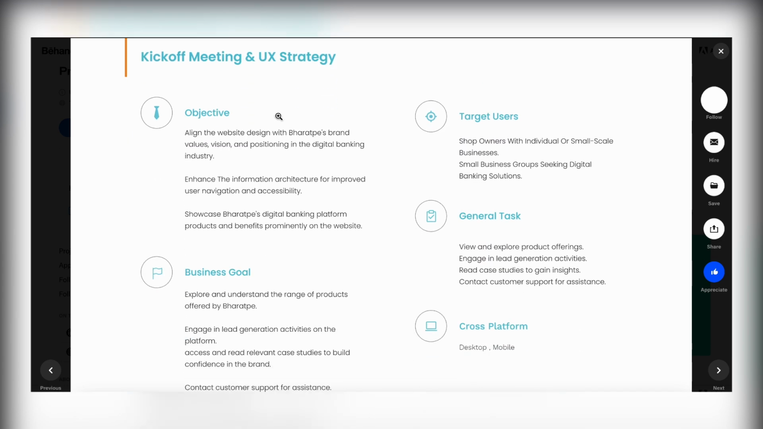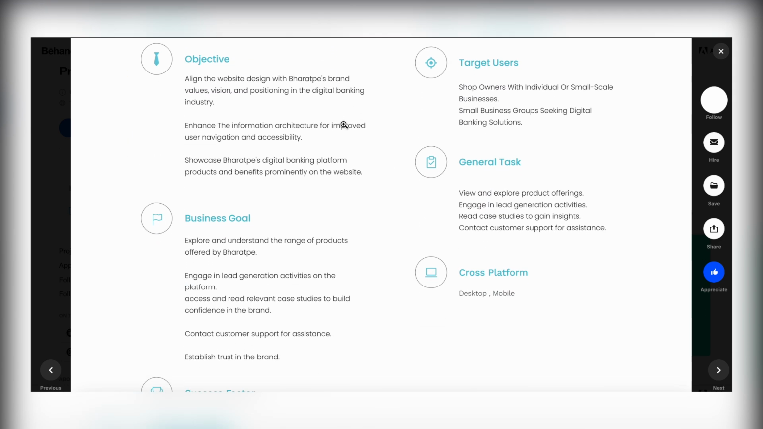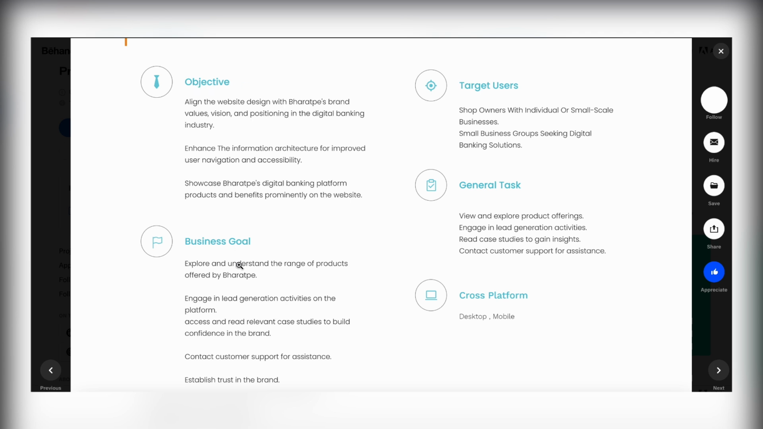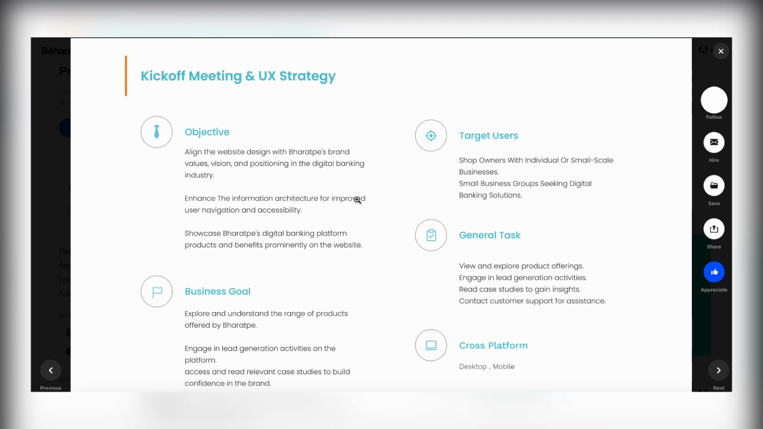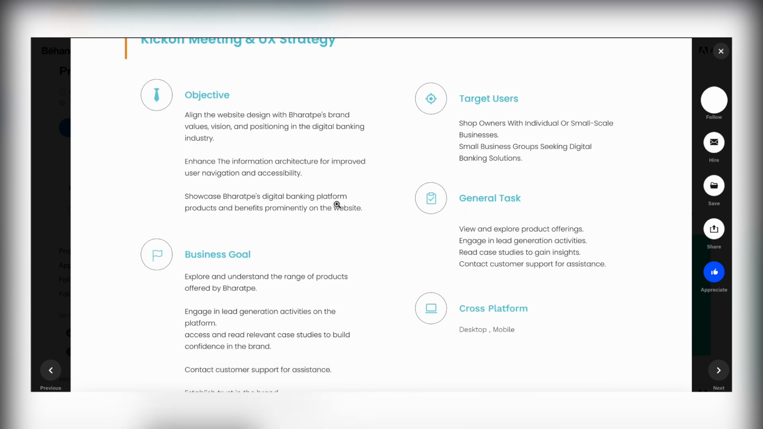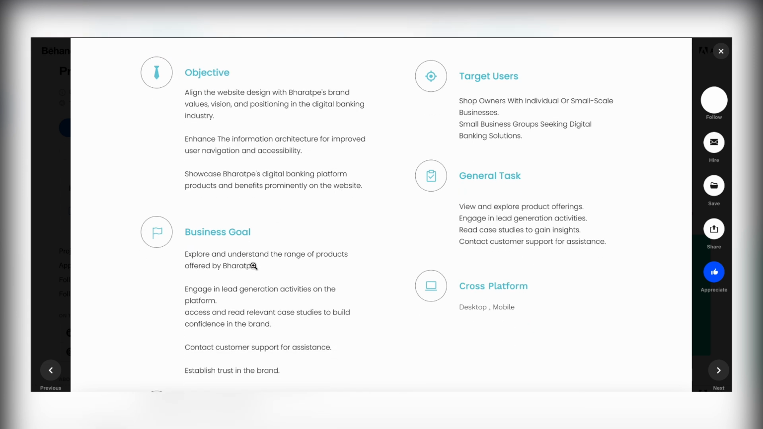Now, kickoff meeting and UX strategy. So he has stated objective, business goal, target users, general task, cross-platform, okay. Again, I don't know the problem really. I'm just assuming there are usability issues, but let's read this. Objective: align the website design with Bharat Pay's brand. Okay, enhance the information architecture. Okay, business goal: explore and understand the range of products.